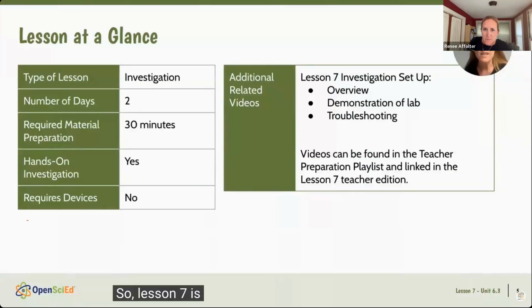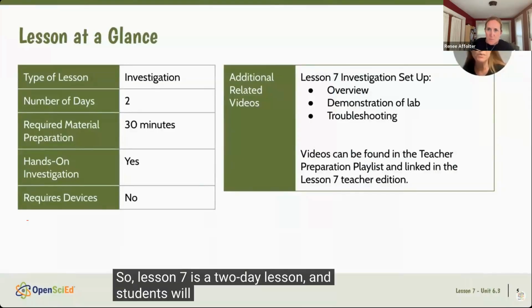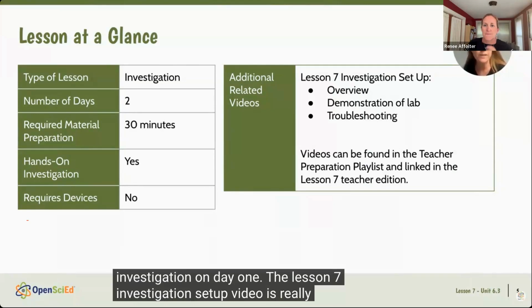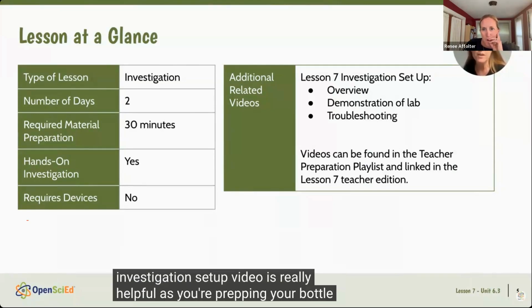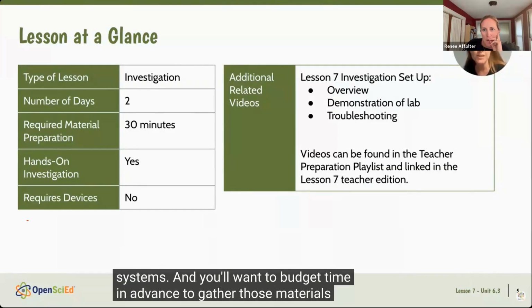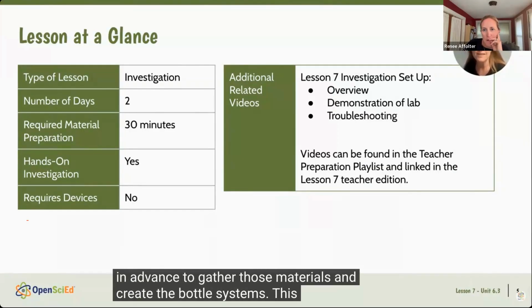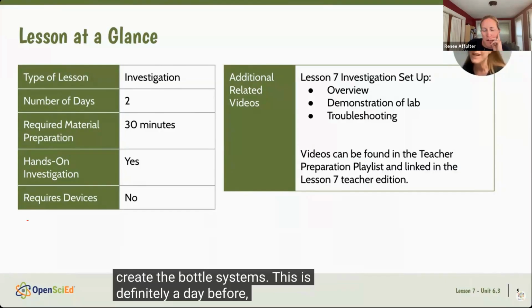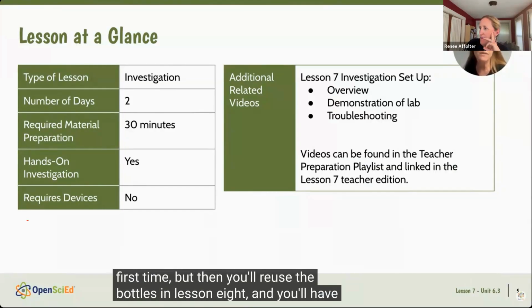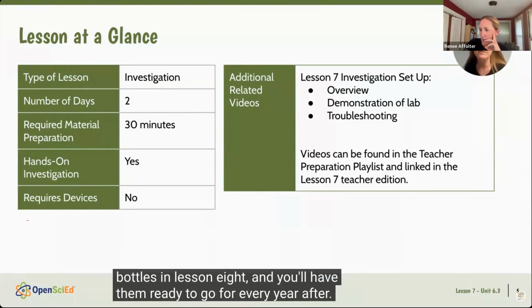So lesson 7 is a 2-day lesson, and students will plan and conduct an investigation on day 1. The lesson 7 investigation setup video is really helpful as you're prepping your bottle systems, and you'll want to budget time in advance to gather those materials and create the bottle systems. This is definitely a day before, not morning of prep, and it takes a bit of time the first time. But then you'll reuse the bottles in lesson 8, and you'll have them ready to go for every year after.